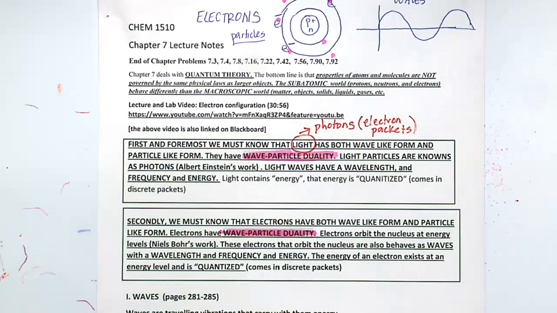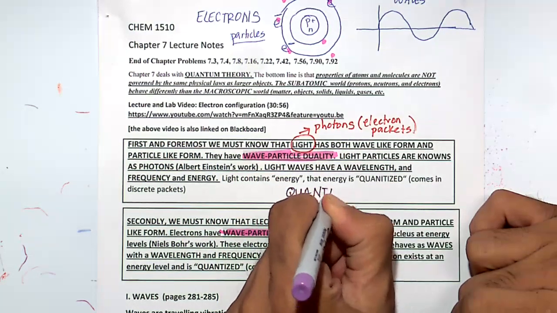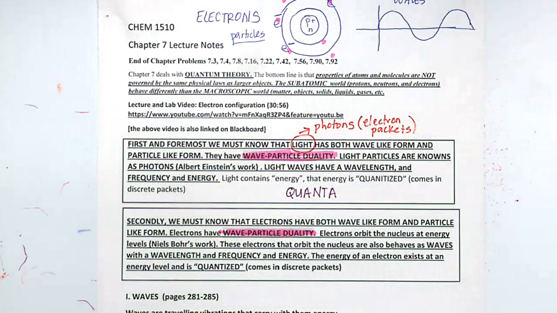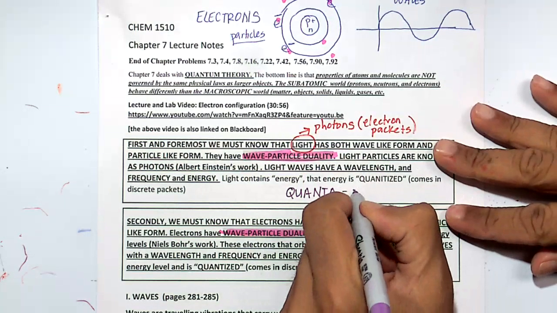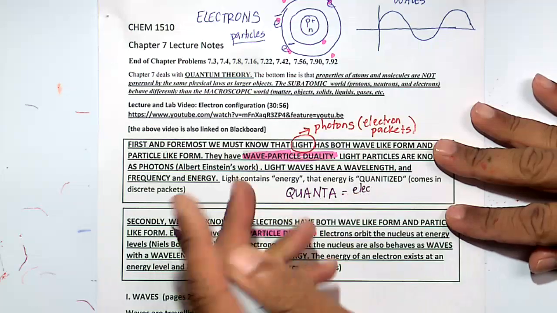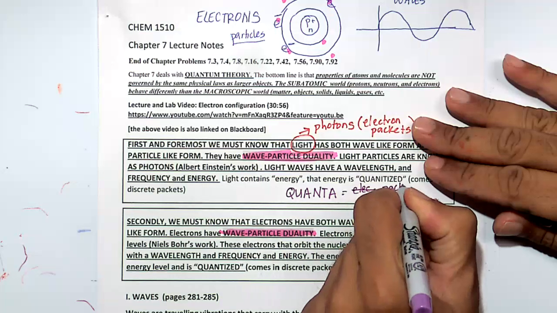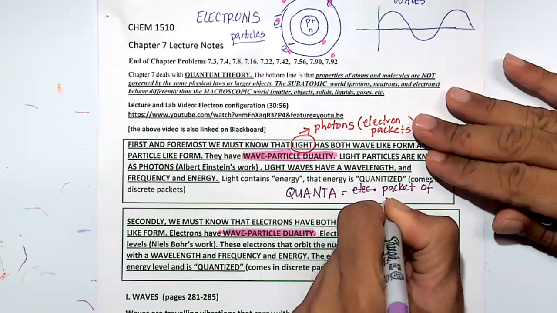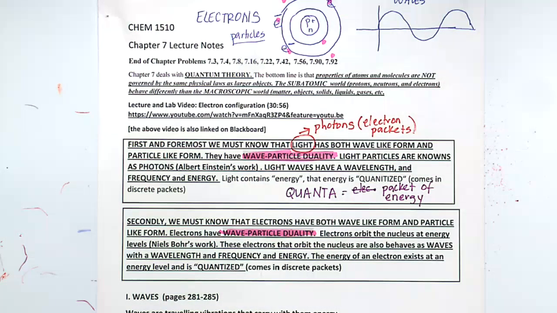The second thing I want to mention to you is this idea of quanta. Consider photons, these little packets of electrons. A quanta has to do with a packet of energy. Actually, let me say this. A quanta is a packet of energy, a discrete packet of energy. Packet of energy, that's a quanta.